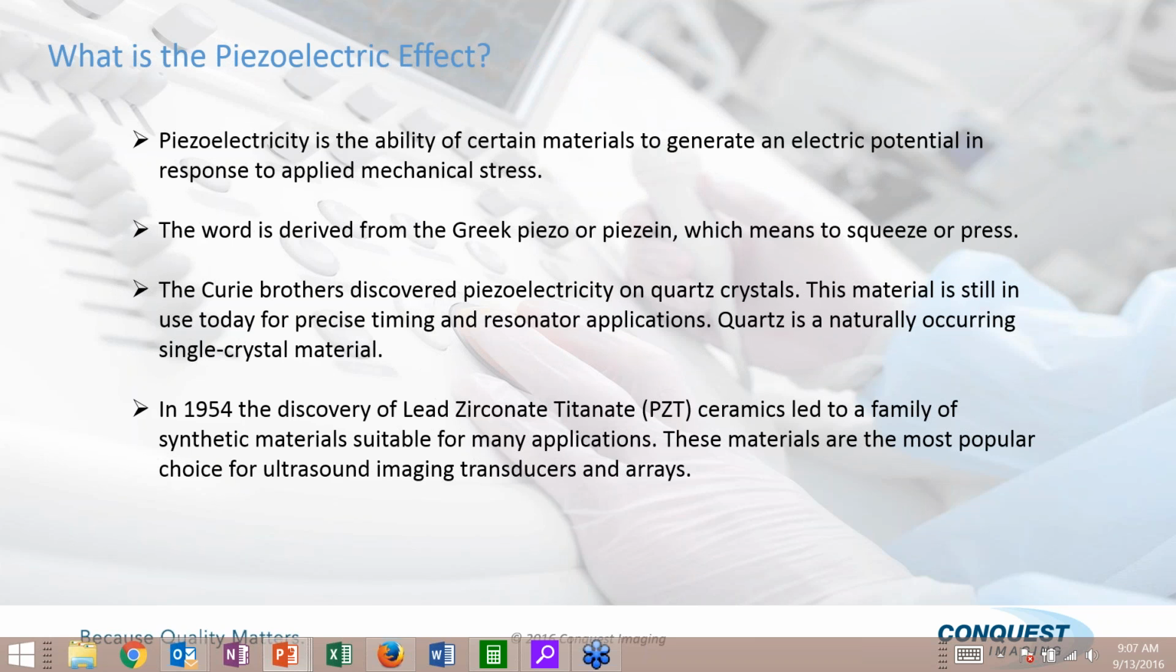So the piezoelectric effect, not to get too technical, is the ability of materials to generate an electrical potential in response to mechanical stress, and vice versa. If you look at the breakdown of the word transducer, transducer means to take one type of energy and convert it to another. So with piezoelectricity, we're taking electricity and turning it into mechanical, or vice versa, mechanical into electricity.